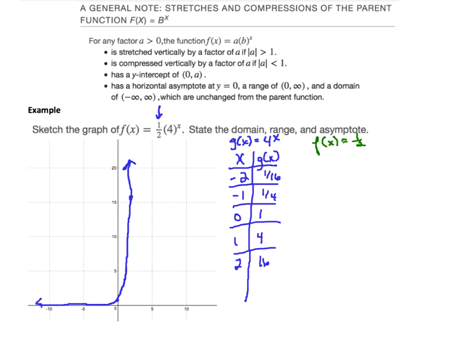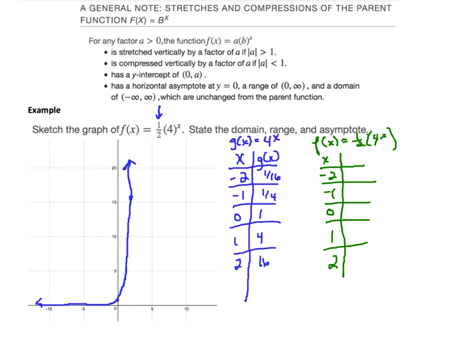So f of x equals 1/2 times 4 to the x. Nothing changes with our input values. I have made no changes in the horizontal direction, or I have not compressed or stretched horizontally. So my x values remain the exact same as they were for my parent or my toolkit function: -2, -1, 0, 1, and 2.